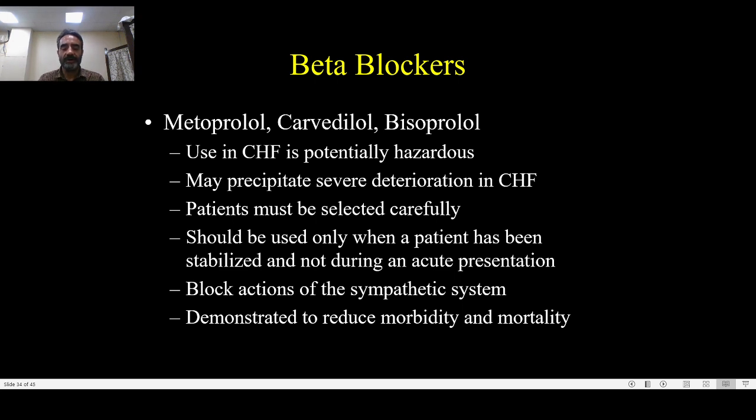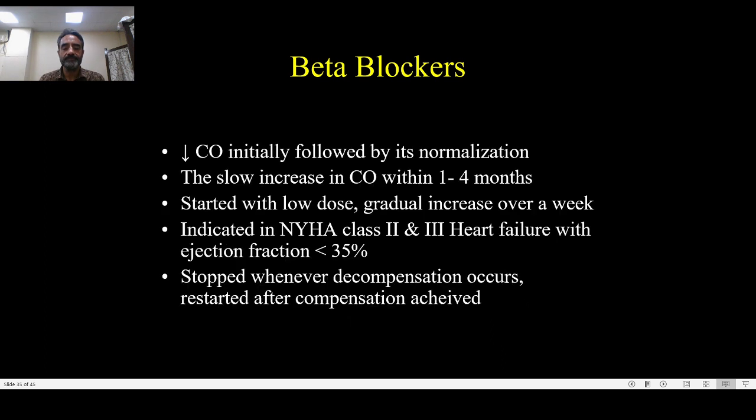Beta blockers block the action of the sympathetic system, and they are demonstrated to reduce the morbidity and mortality. They decrease cardiac output initially, but later on it gets normalized. The slow increase in cardiac output happens with 1 to 4 months of use of beta blockers. They are started with a low dose and gradually increased over about a week.